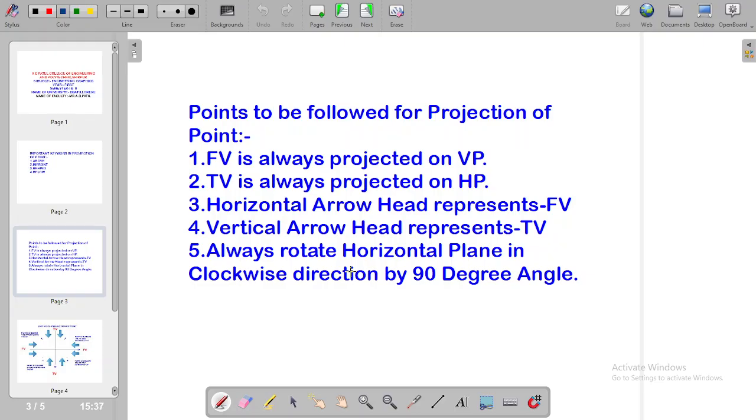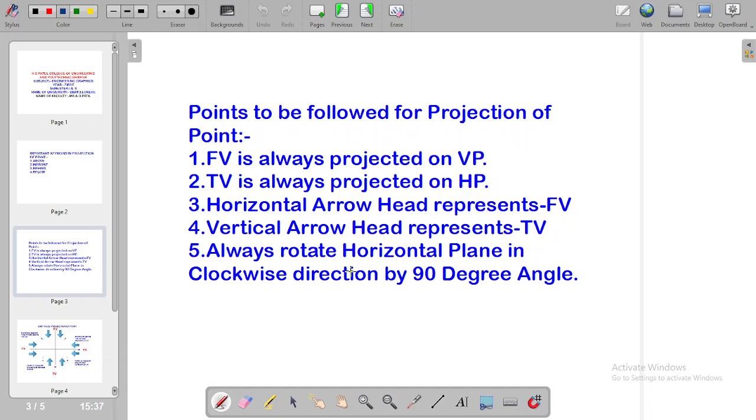Third point: how to understand which one is a front view and which one is a top view? If we draw the horizontal arrowhead towards the VP plane, it will represent the front view. If we draw the vertical arrowheads towards the HP plane, it will represent the top view. Arrowheads towards the plane represent front view and top view. Horizontal represents front view and vertical represents the top view.